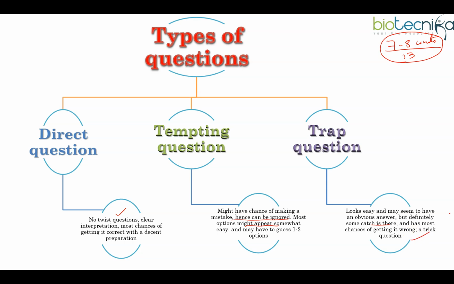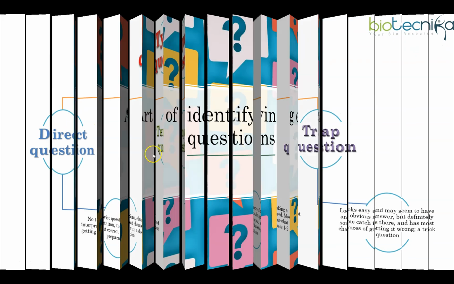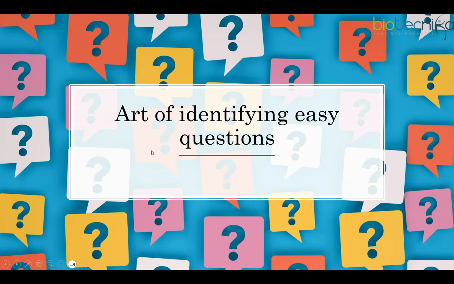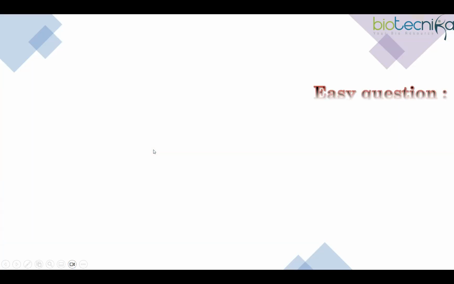All you have to do is select 20 part C and 15 part B questions. Select the questions mostly from direct ones, or I will give you some tips on which type of questions you should select. Okay, first is the art of identifying easy questions.